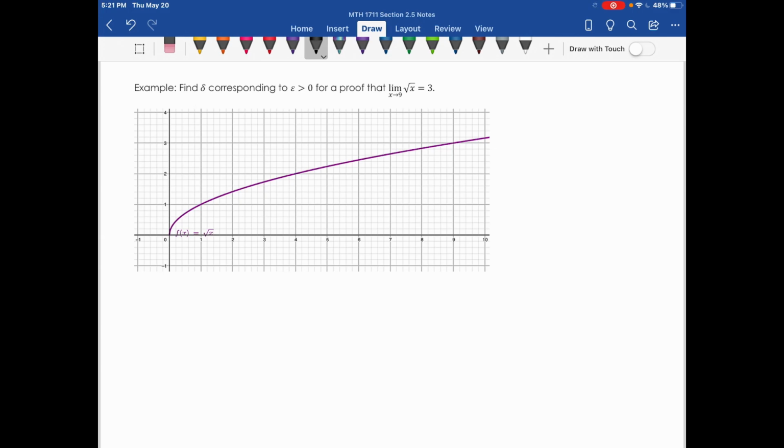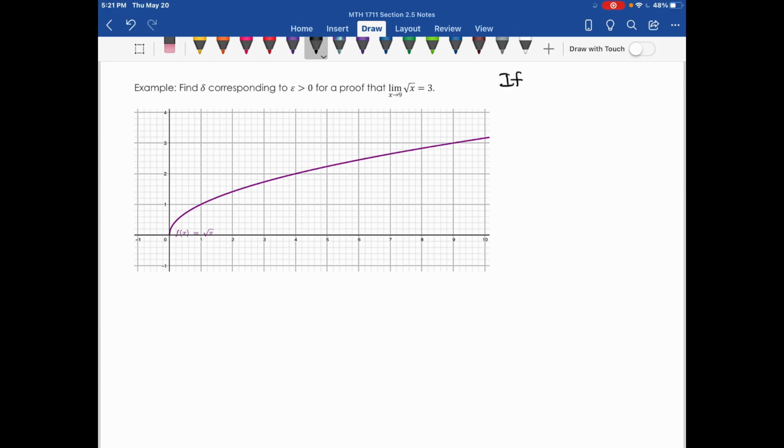All right, here's our last example. We want to find a delta corresponding to epsilon greater than 0 for a proof that the limit as x goes to 9 of the square root of x is 3. So essentially we're going to write the proof, but specifically the question is asking to find the delta. But we're going to take it one step further and actually write the proof to practice.